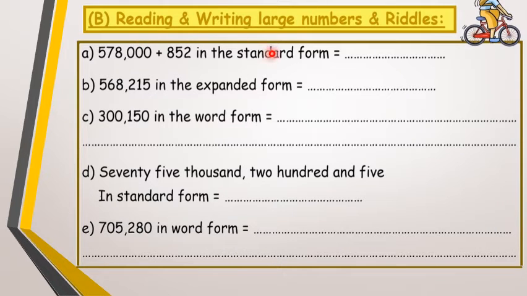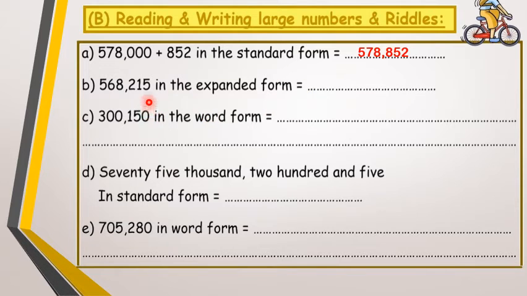Reading and writing large numbers and riddles. I have here this number in expanded form and I want to write it in standard form. So in standard form, I just write all the numbers together like this. I have here 578,852. This number is in standard form and I want to write it in expanded form.